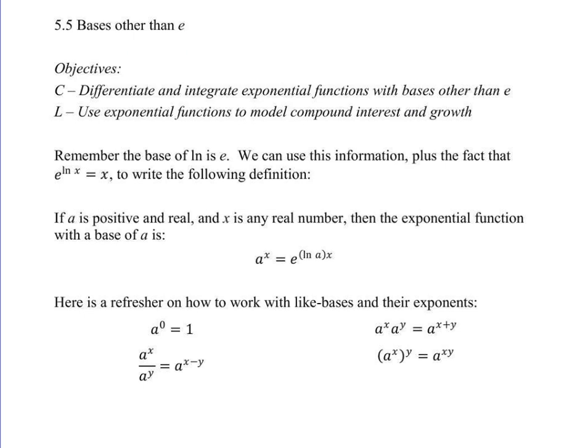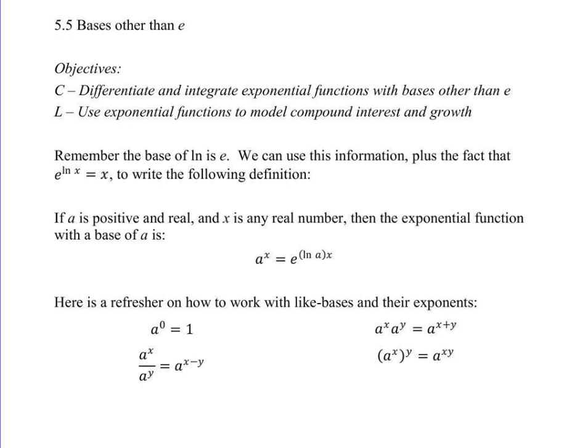Section 5 is called bases other than e. So we're getting away from having e to the stuff, and we can get into things like 2 to the stuff, or 3 to the stuff, or anything to the stuff. That's what's going on in this section. So remember, the base of natural log is e. It's log base e is the natural log.